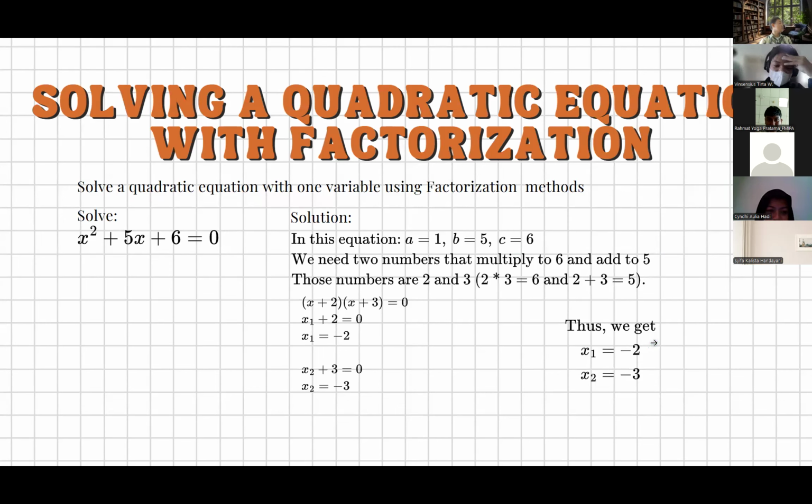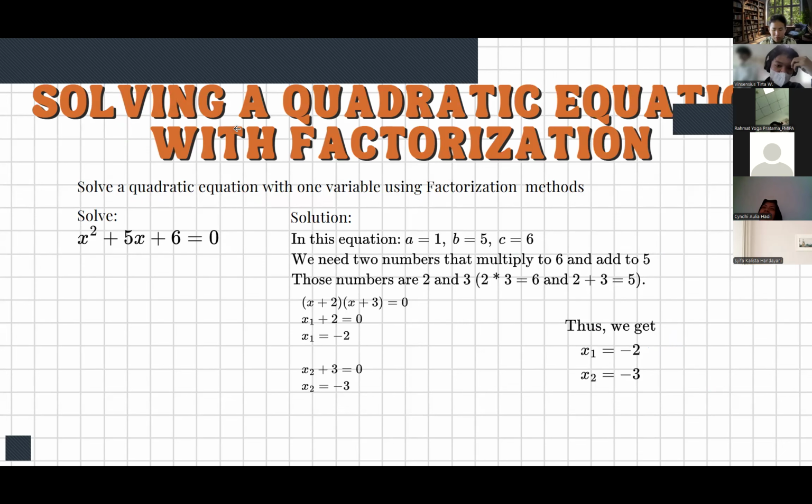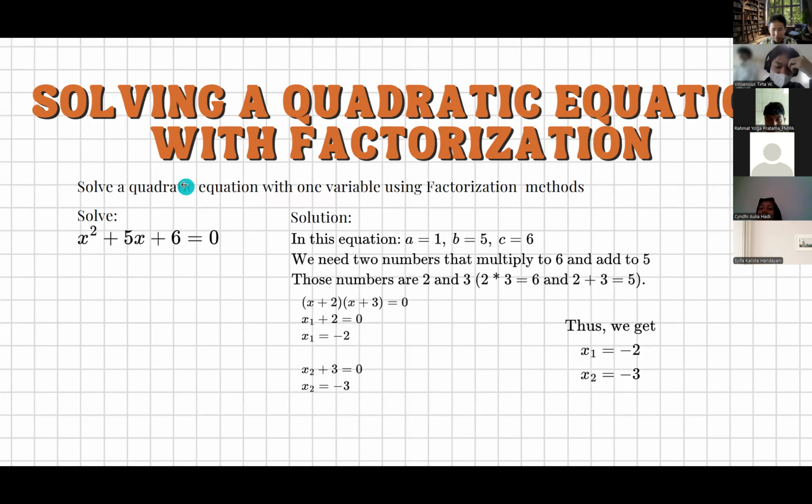Alright, let me continue my presentation. As we know before, the first x is equal to negative 2. Then for the second x, the equation is x plus 3 is equal to 0. Then we can do the additive inverse, so we subtract 3 from both sides, so we got x is equal to negative 3. Thus we got two answers, and those are negative 2 and negative 3.